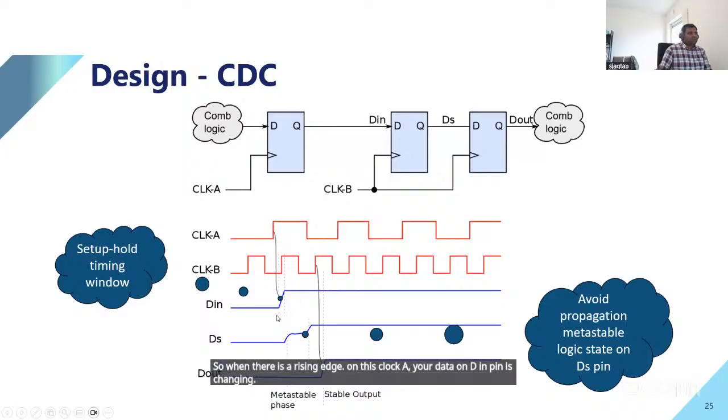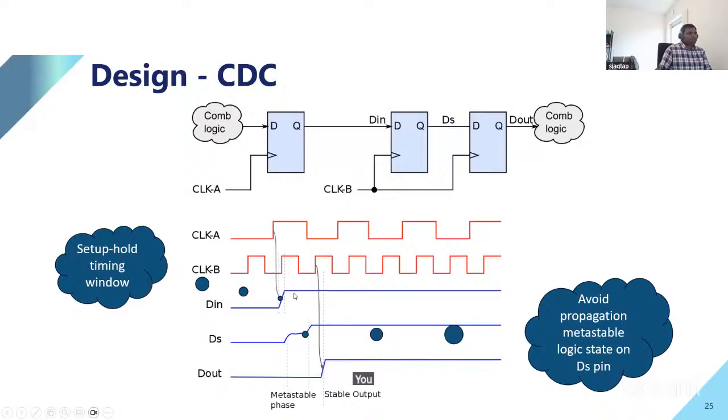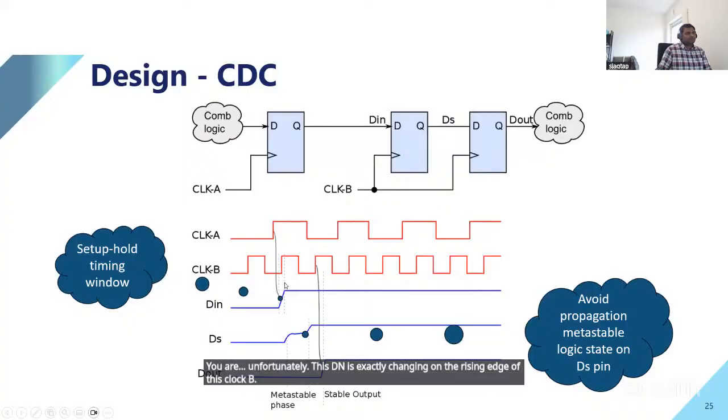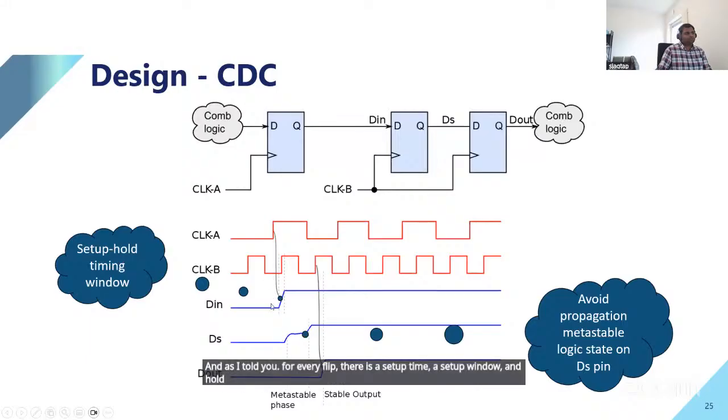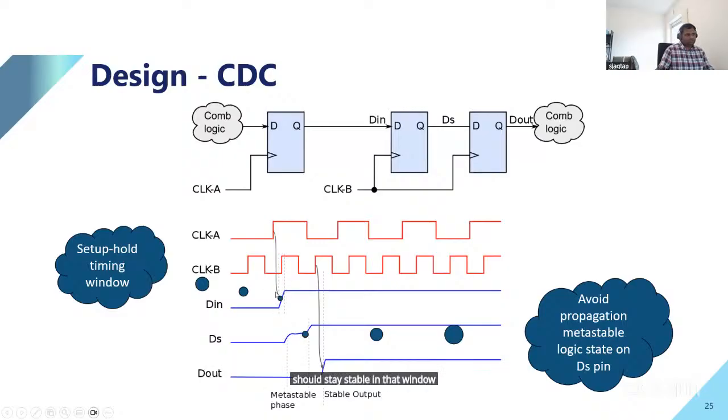But unfortunately, this D in is changing exactly on the rising edge of clock B. And as I told you, for every flip-flop there is a setup window and a hold window. That means your data should stay stable in that window, which you see by a dotted line. But unfortunately, in this case, you end up here.